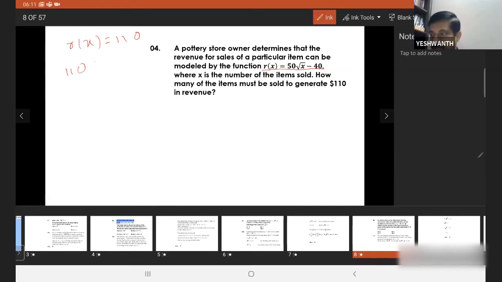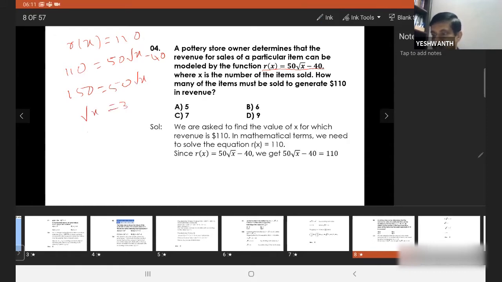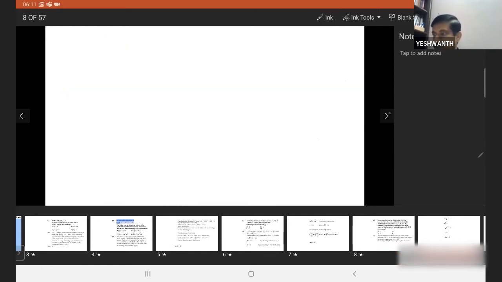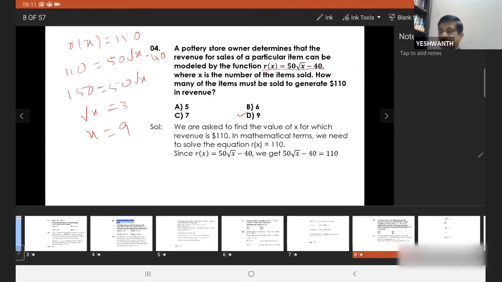110 equal to 50 root x minus 40. So 150 equal to 50 root x. Root x equal to 3. So x equal to 9. So option D you have with you. Please move it fast, quick.